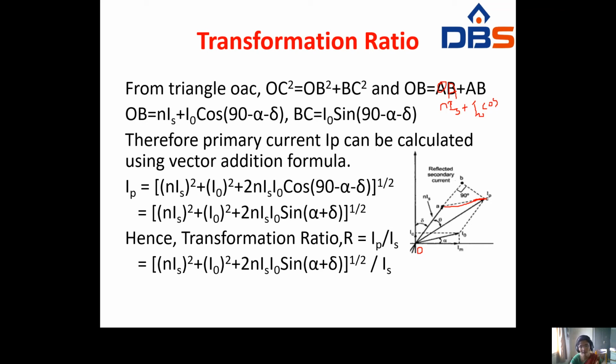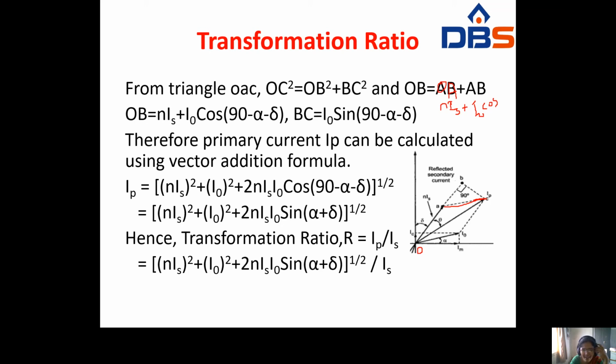So from the before side you have to draw the right angle triangle. From the triangle you can get BC equal to I naught sin of 90 minus alpha minus zeta. Therefore the primary current IP, OC, is nothing but, OB is nothing but N into IS plus I naught cos of 90 minus alpha minus zeta, whole square. So this total term you have to write. A plus B whole square means A square plus B square plus 2AB. You have to expand this formula similarly.